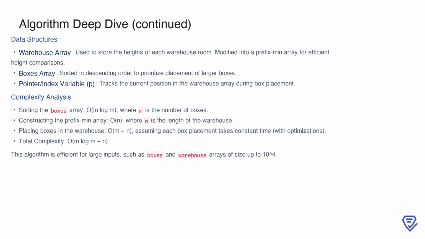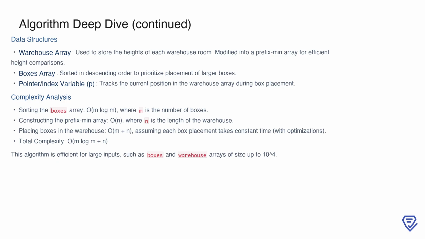To implement this algorithm, we use a few key data structures. The warehouse array stores the heights of each warehouse room and is transformed into a prefix min array to enable efficient comparisons. The boxes array is sorted in descending order to prioritize larger boxes during placement. A pointer or index variable p is used to track the current position in the warehouse as we place boxes.